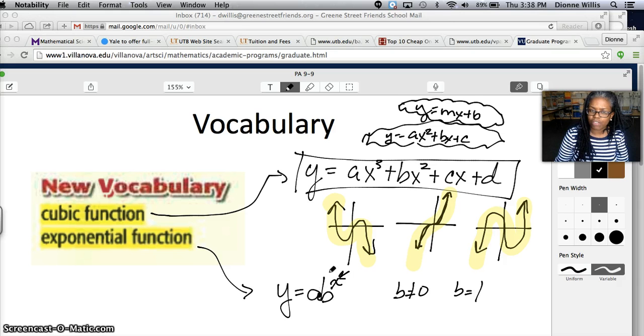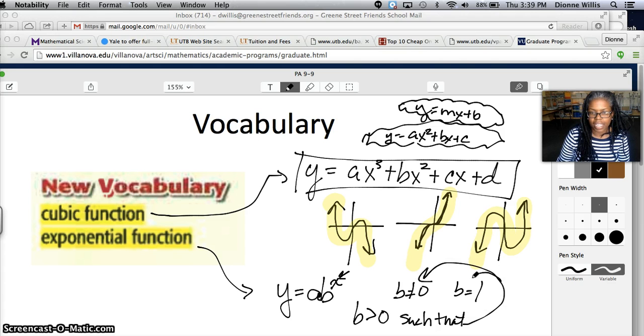Let's think about that real quick. If b were 1, we'd have 1 to the 0 power, or 1 to any power for that matter, is 1. So then we'd be multiplying 1 times a, which really is just a. So again, we'd have a horizontal line at y equals a. So other than those two restrictions, b can be any number. And b can't be negative. So that's another thing. So b is greater than 0 such that b does not equal 0 and b does not equal 1. And so those are our restrictions on exponential functions.